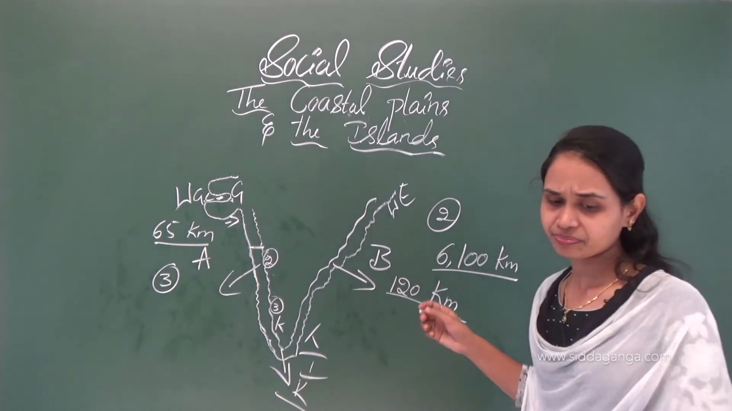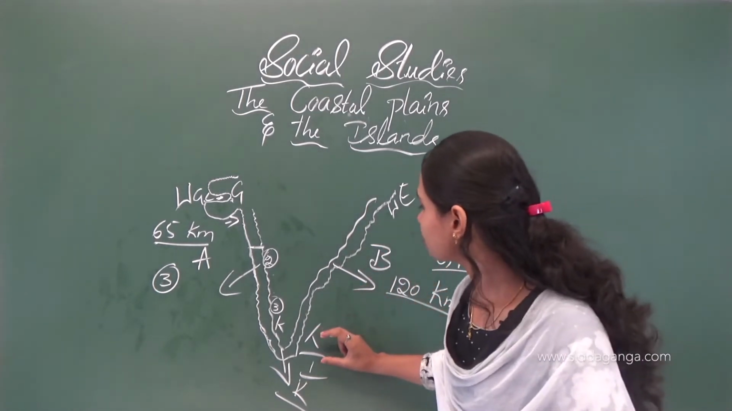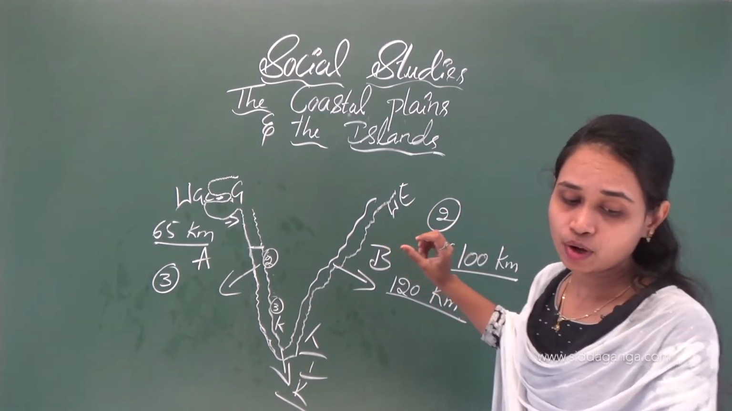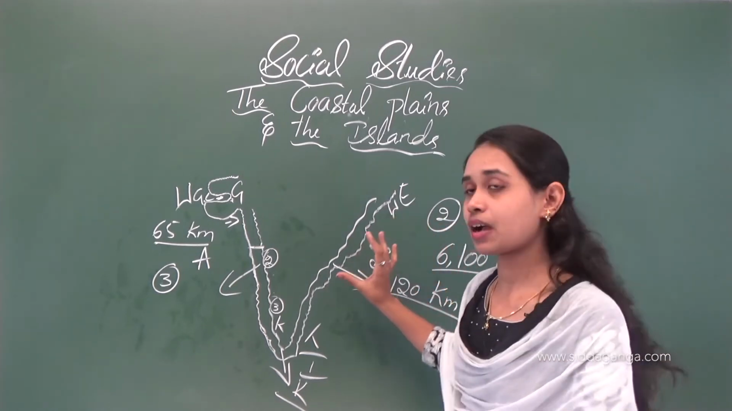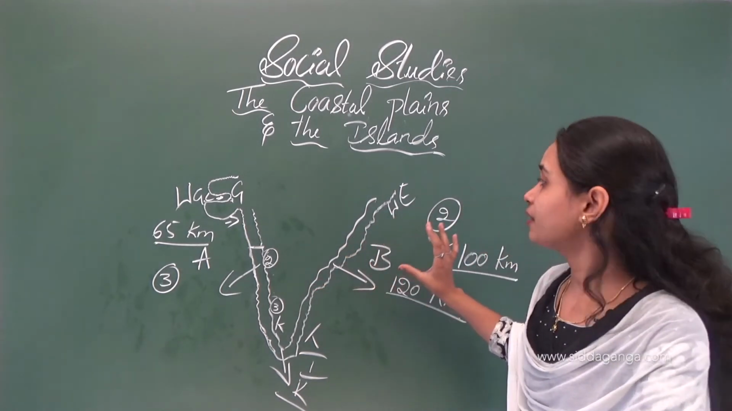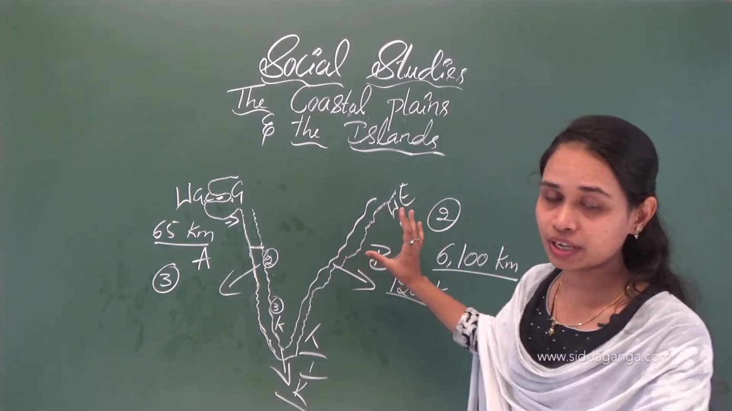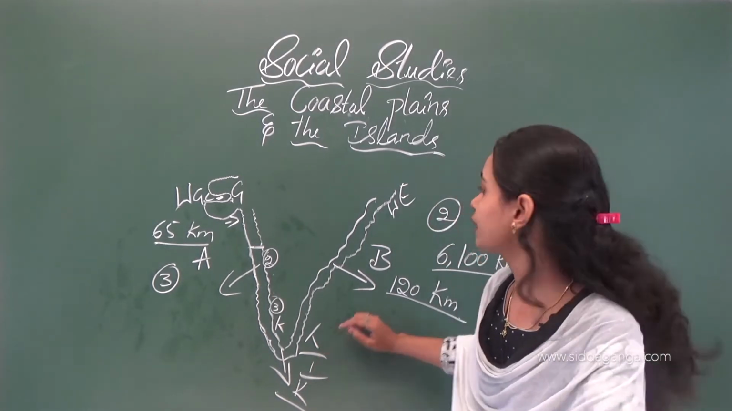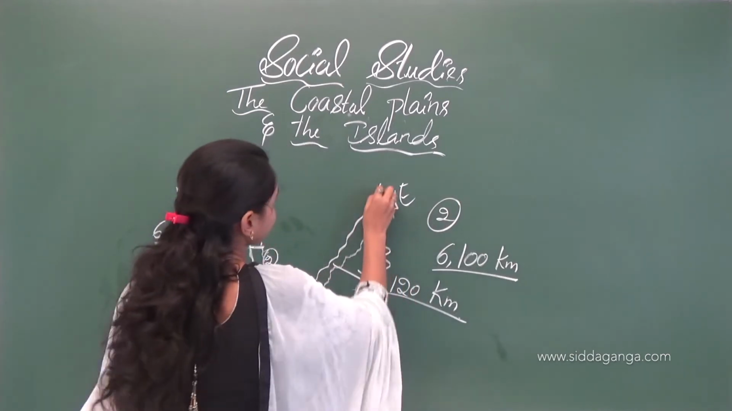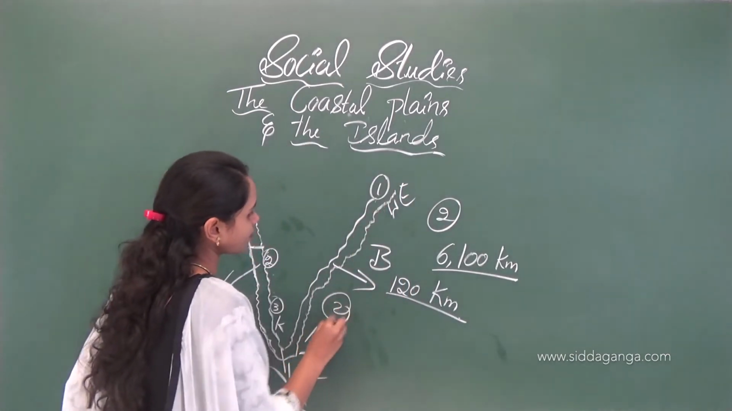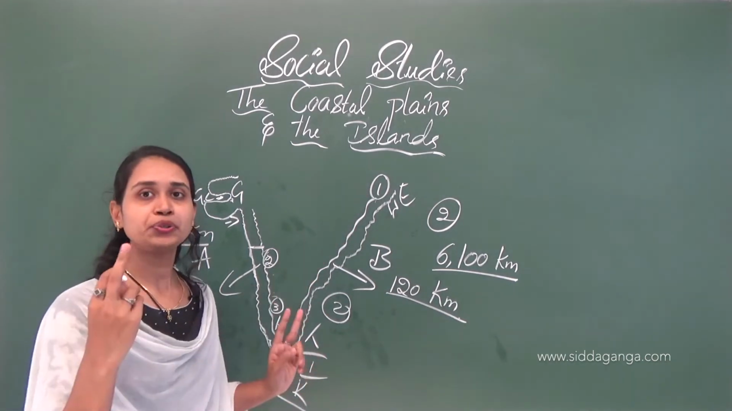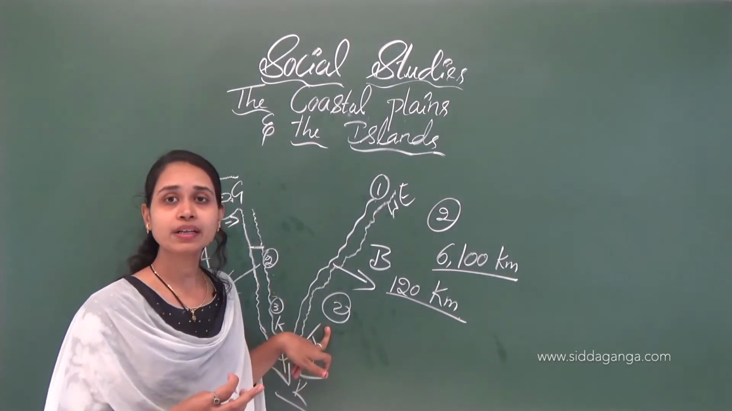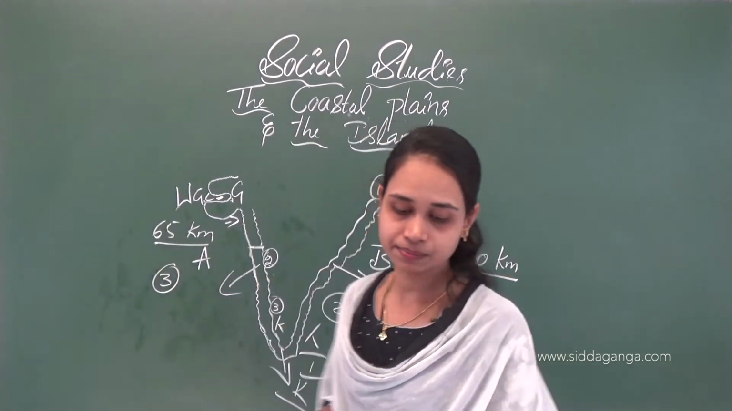The northern part is known as the Northern Circars. The southern part is known as the Coromandel Coast. So we can see the first part and then the second part. It is divided into two parts. The first one is the Northern Circars, the second one is the Coromandel Coast.